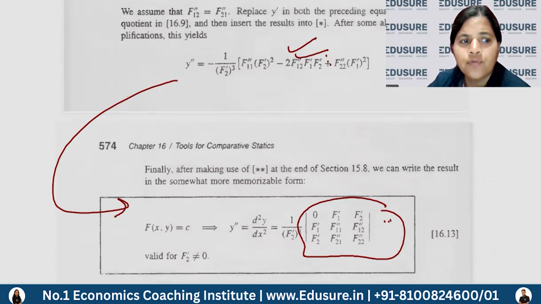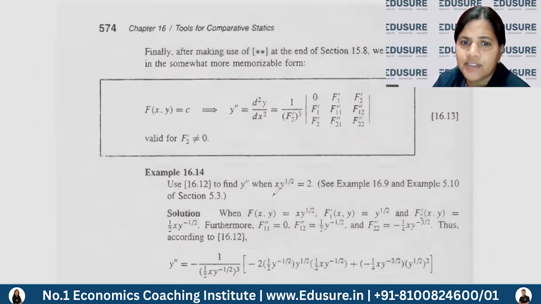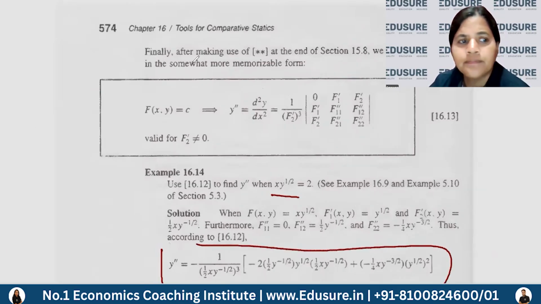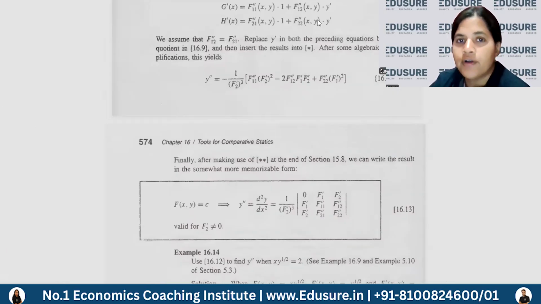Now if you look at this, find y double dash when this is equal to this. We just have to apply the formula. And what was the formula? This is the formula, 16.1. So we can calculate the second order derivatives also.